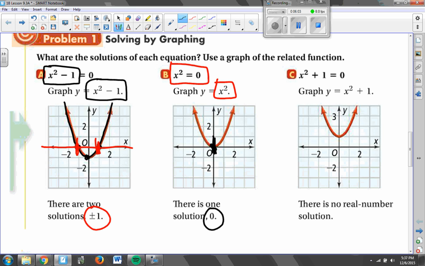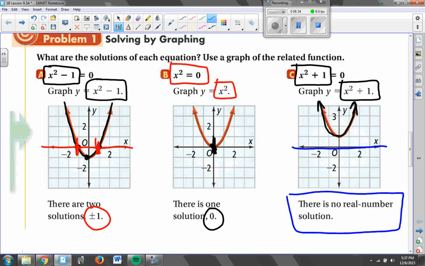And finally, they will ask us to do x squared plus 1. So we'll graph y equals x squared plus 1, and this is what our graph looks like here. Our question, of course, is where does that cross the x-axis? In this case, the answer is nowhere. It never crosses the x-axis. It doesn't touch that blue line. So there is no solution. So you can see how we have three options now: two solutions, one solution, and no solutions.